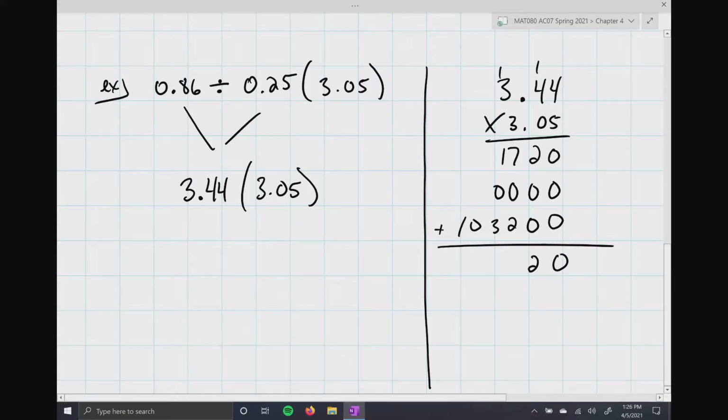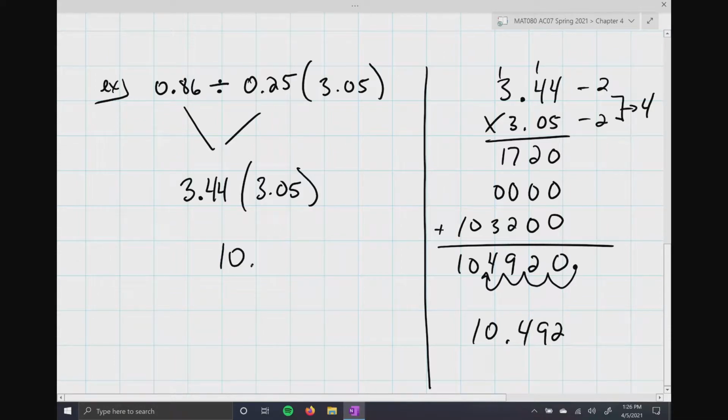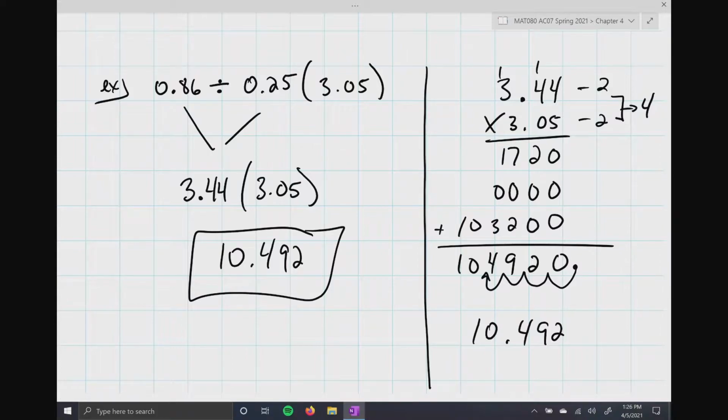Just add everything up real quick. 2 decimal places and 2 more for a total of 4. Put the decimal on the far right side and move it to the left 4 spots. 1, 2, 3, and 4. So you get your total of 10.492. Are there any questions? Yes, no, maybe so.